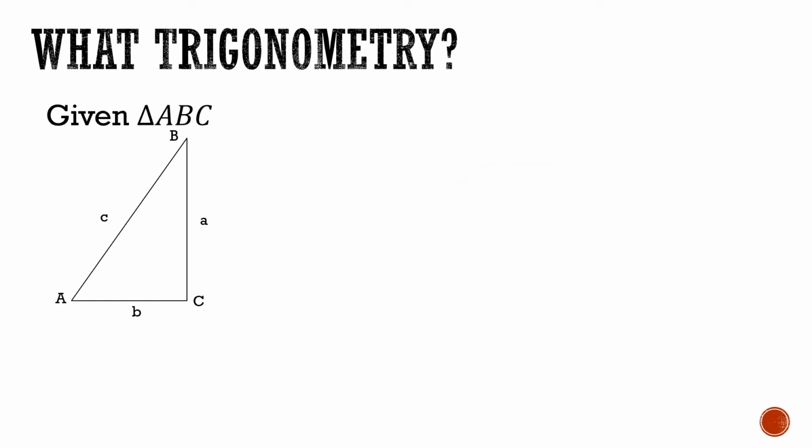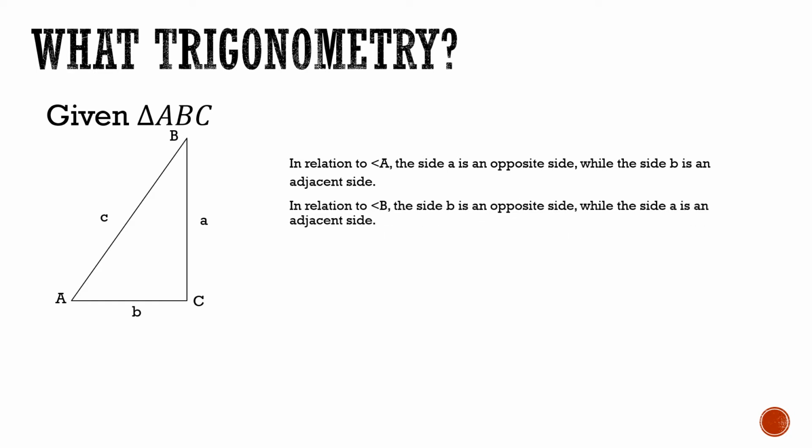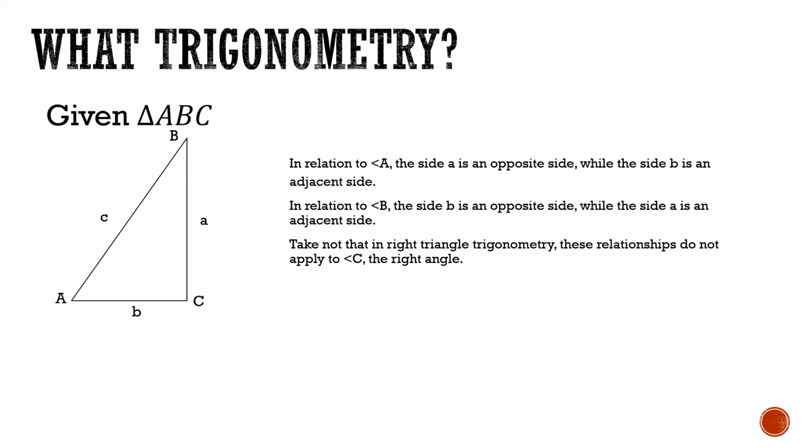Given triangle ABC. In relation to angle A, side A is the opposite side, while side B is the adjacent side. In relation to angle B, side B is the opposite side, while side A is the adjacent side. Take note that in right triangle trigonometry, these relationships do not apply to angle C, which is our right angle.